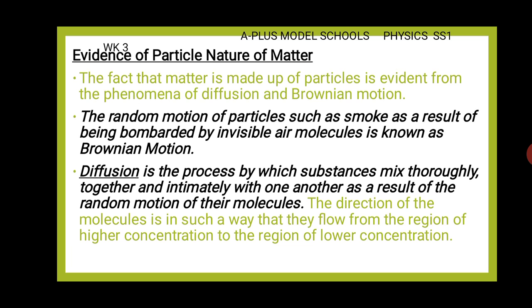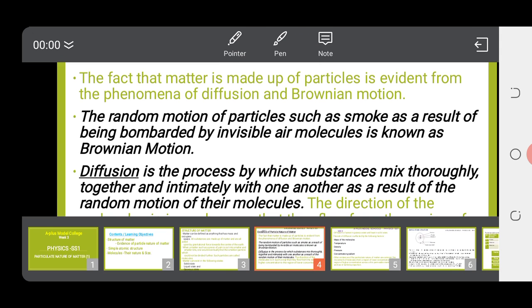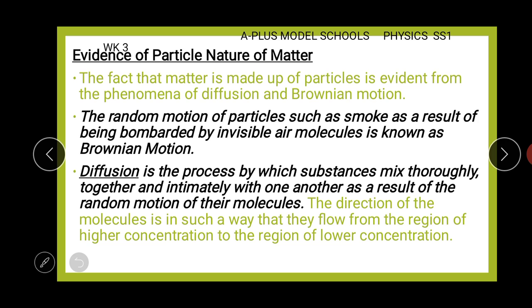The evidence of particle nature of matter. The fact that matter is made up of particles is evident from the phenomenon of diffusion and Brownian motion. So there are two phenomena basically we shall be discussing here that show the fact that matter is particle in nature. The first one is diffusion. The second one is Brownian motion. The random motion of particles such as smoke as a result of being bombarded by invisible air molecules is known as Brownian motion.